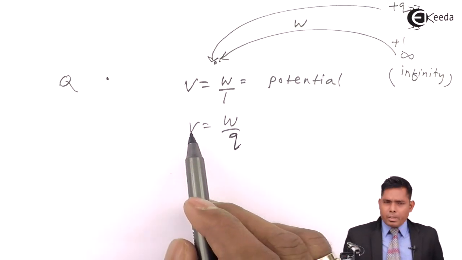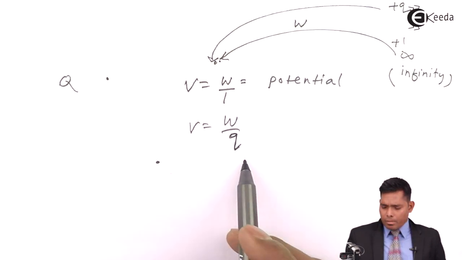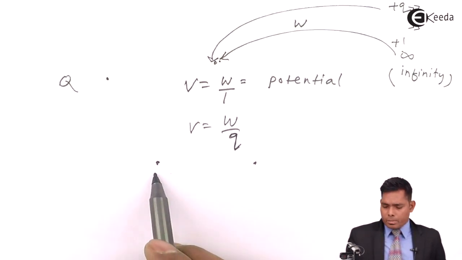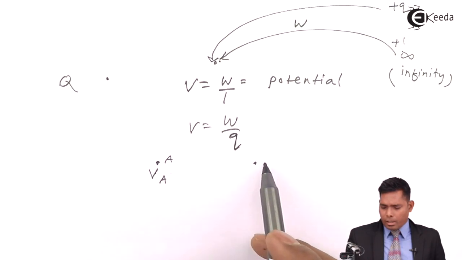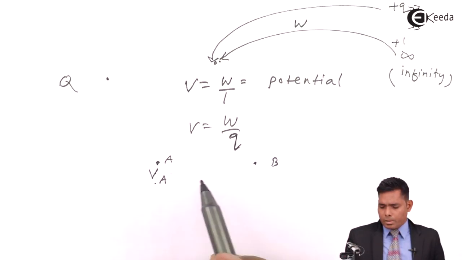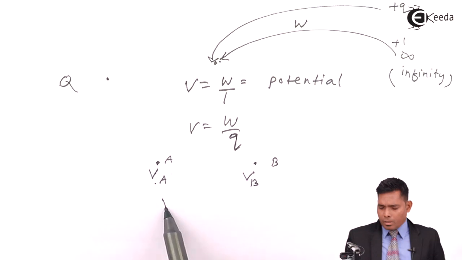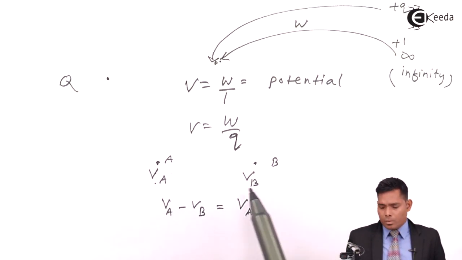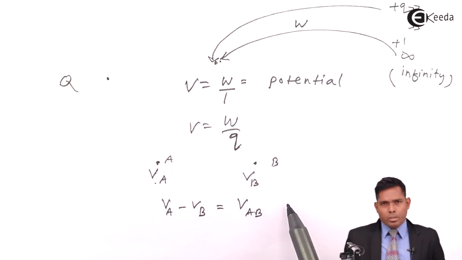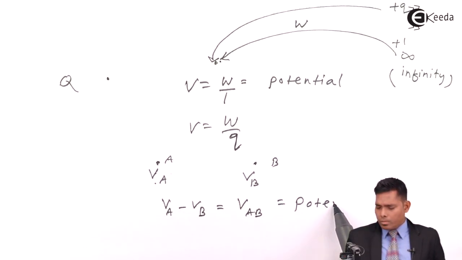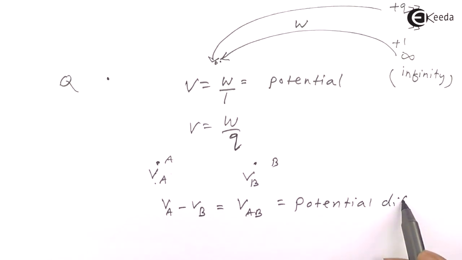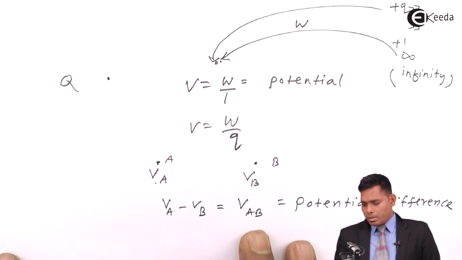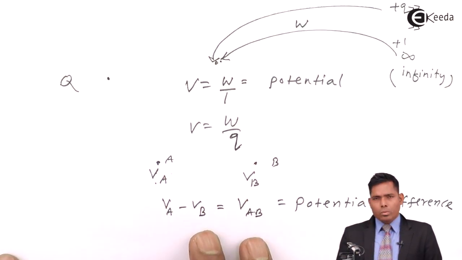So what do we mean by potential difference? If I have a point here, A, and another point here, B, where A has potential VA and B has potential VB, then I say VA minus VB. I write this as VAB because it is a difference of the two potentials. This is called the potential difference between the two points.